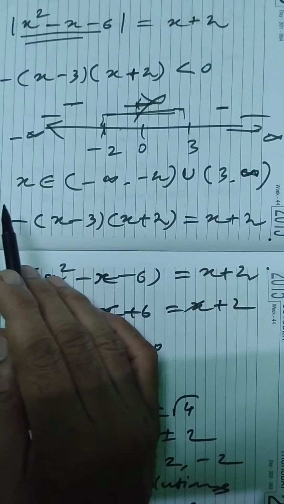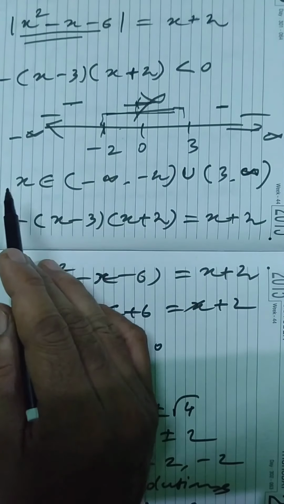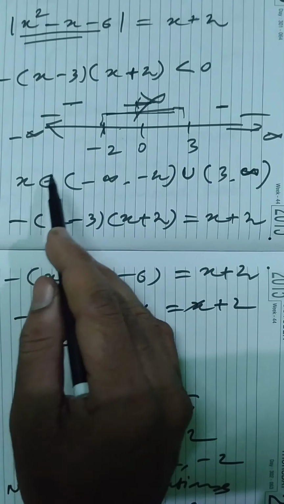So x takes value, இப்போ அந்த நெகட்டிவ் மட்டும் தான் நமக்கு தேவை. So x takes the values only belonging to minus infinity to minus 2, that is open interval, then union 3 to plus infinity, within the open interval. X takes only these values. அப்படி இருந்தால் மட்டும் தான் நம்மளுக்கு இந்த கண்டிஷன் will be satisfied.